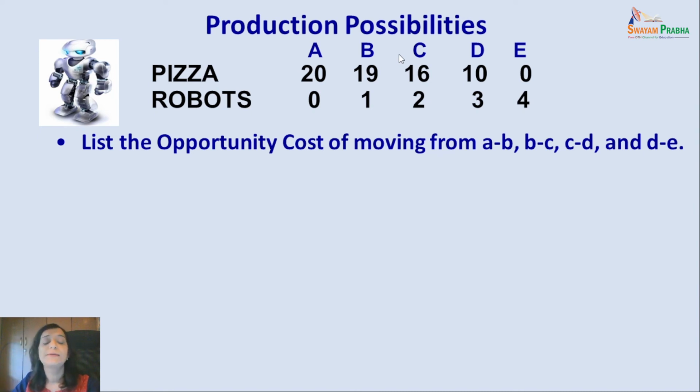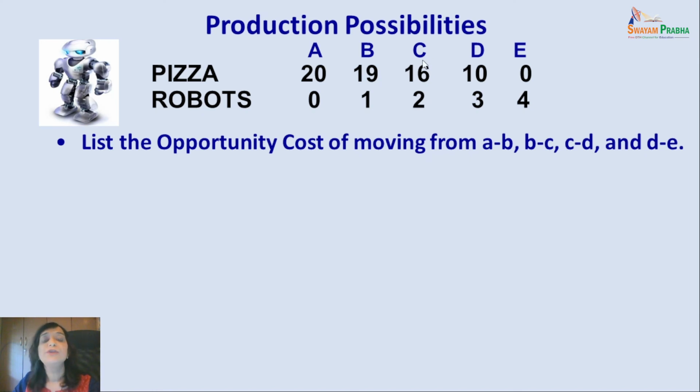What happens there? At B, we are producing 19 units of pizza, and at C, we are producing 16 units of pizza. What is the reduction in number of pizzas? 19 minus 16? 3 units. And how many robots are we changing if we move from point B to C? 1 to 2 means 1 extra robot. So earlier from point A to point B, you were giving up one pizza to get one extra robot. But when you move from point B to point C, you have to give 3 pizzas to get one extra robot.